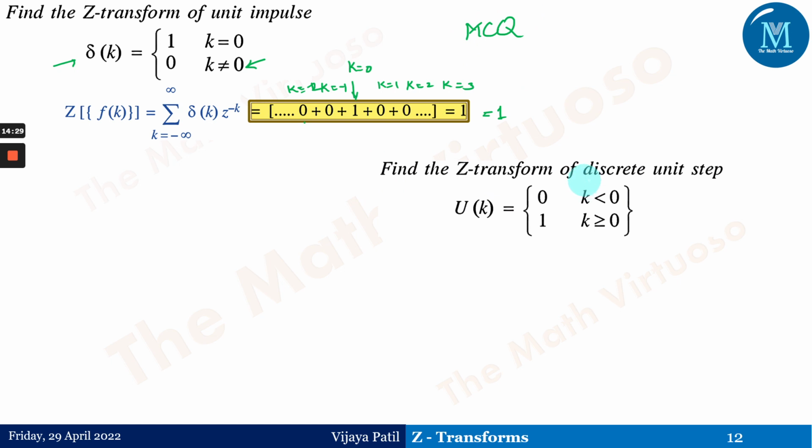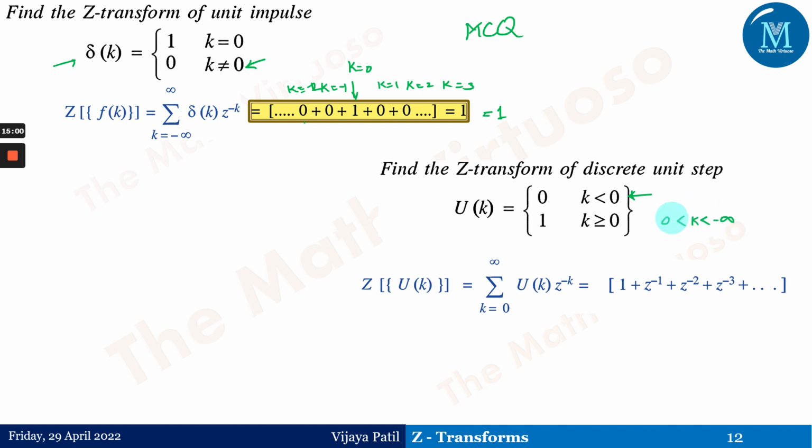Find the z transform of the discrete unit step function u k, which is 0 for k less than 0, and 1 for k greater than or equal to 0. Again we are defining it with the z transform, which is the sum of u k z to the power minus k, from k equals 0 to infinity, because we do not have any value of the function at k less than 0.